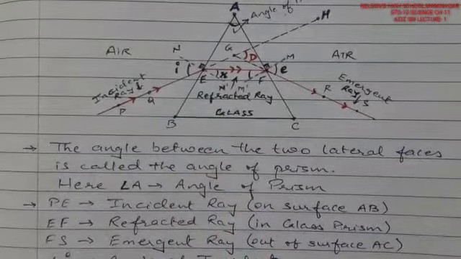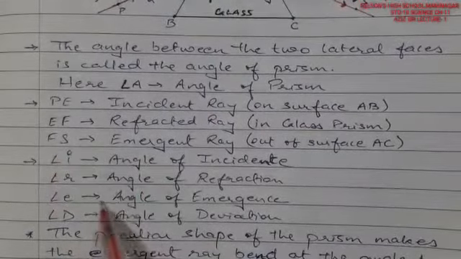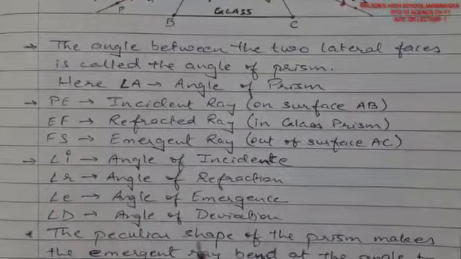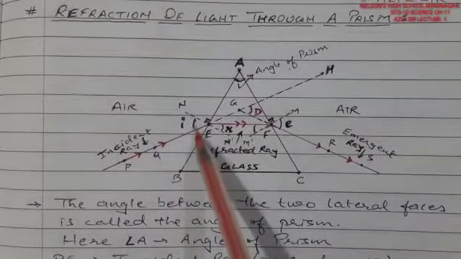Okay, now going further is the angle of incidence. There are the angle of incidence, angle of refraction and angle of emergence: I, R and E. So we are going to see from the diagram which are these angles. So this is the angle of incidence.